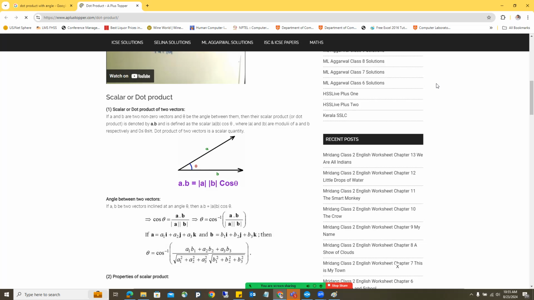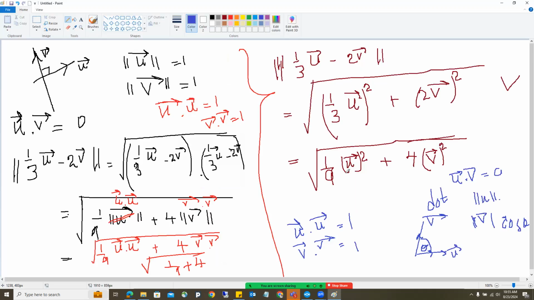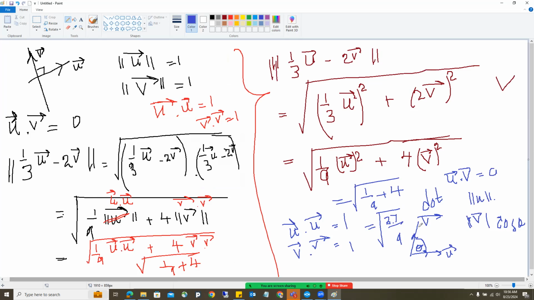That's why here they are getting this u squared and v squared as 1. Now we can rewrite it as 1 over 9 plus 4, that is 37 over 9. The square root of this 37 over 9. Is it clear now? Okay. We'll do a few more questions, then that will be fine.